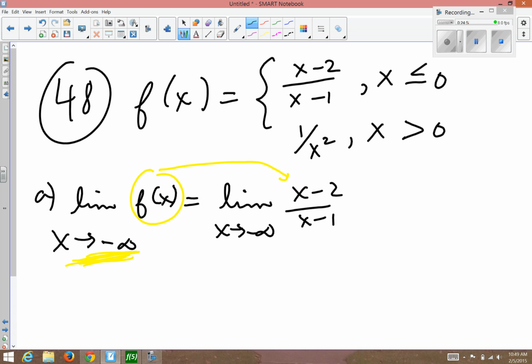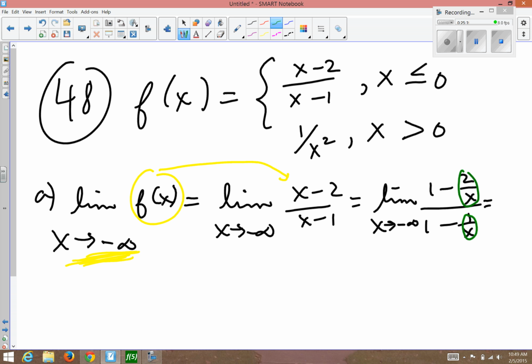This is equal to the limit of 1 minus 2 over x over 1 minus 1 over x as x approaches negative infinity. I just divided each term by the highest power of x. And if x is negative a million, these are 0. Or someone might say negative 0. 0, negative 0, what's the difference? 1 minus 0 over 1 minus 0 is equal to 1. That's the answer to part A.